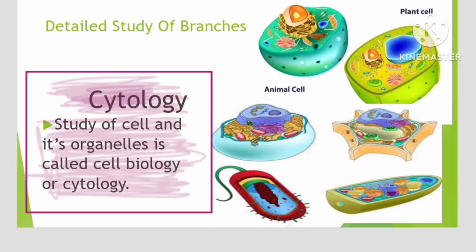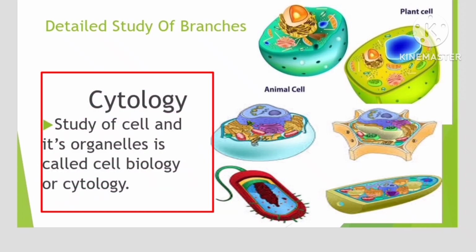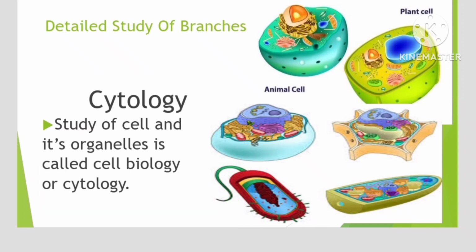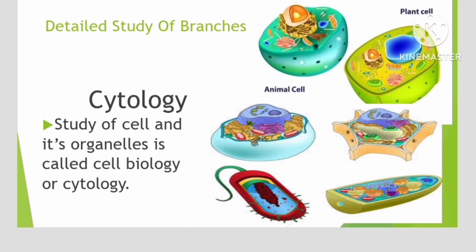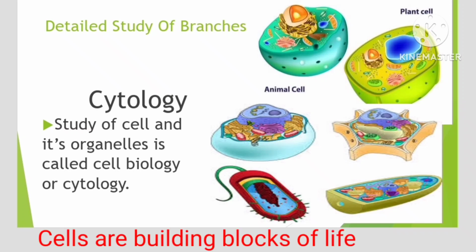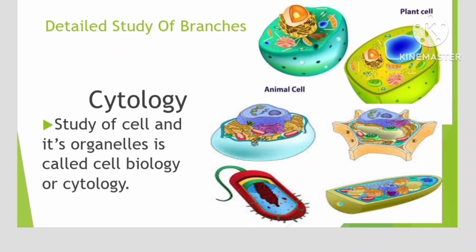Our next branch is called cytology. The study of cells and their organelles is called cell biology or cytology. What is a cell? A cell is defined as the smallest basic unit of life that is responsible for all life processes. Cells are the structural, functional and biological unit of living beings, so they are also called the building blocks of living things or life. A cell can replicate itself independently.